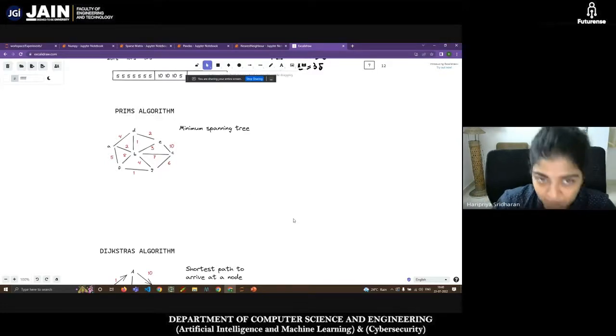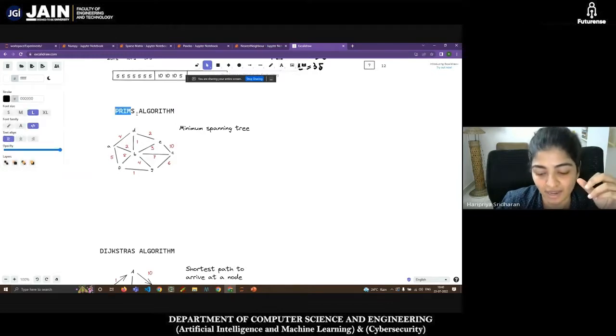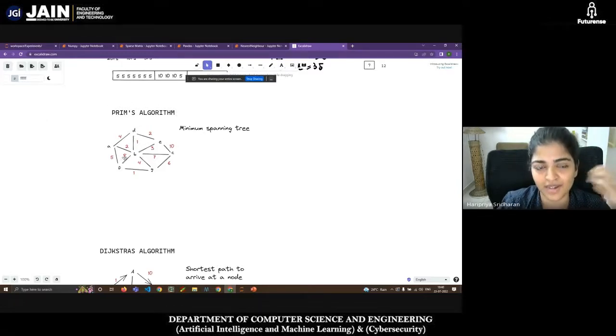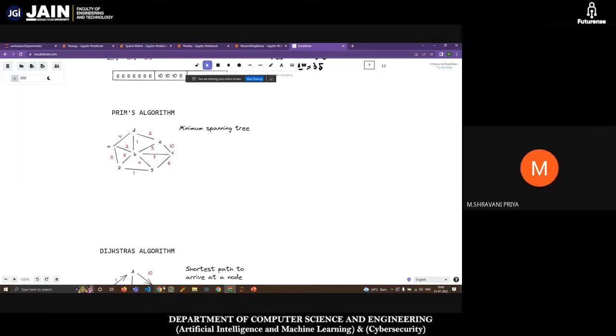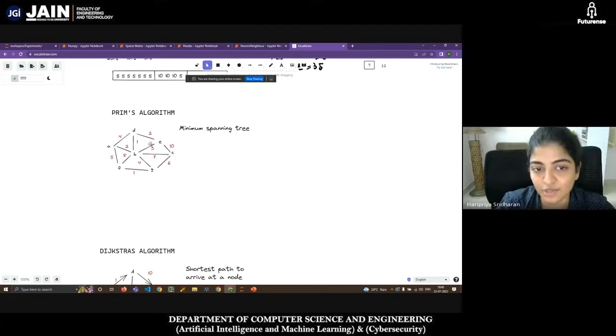Okay, so next is Prim's algorithm. It has a similar approach to the greedy algorithm, but it works on the concept of a minimum spanning tree. Sorry, someone was saying something? Least weighted edge. Yes, exactly. Least weighted edge.